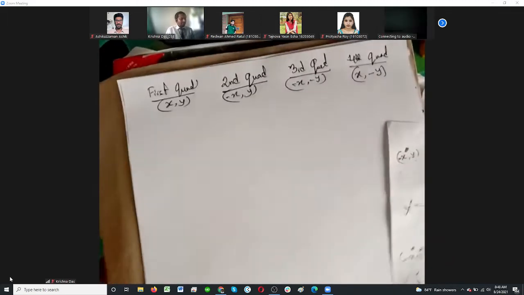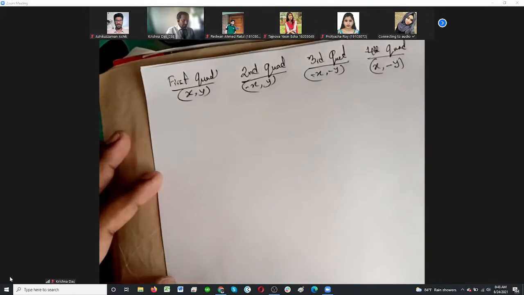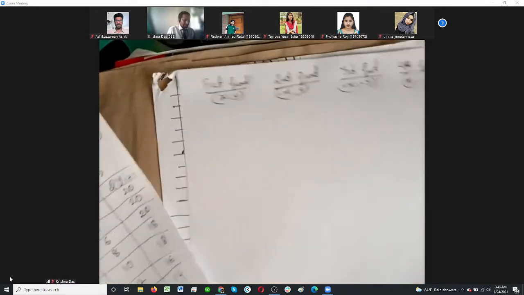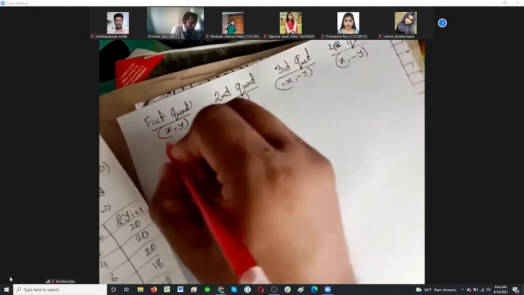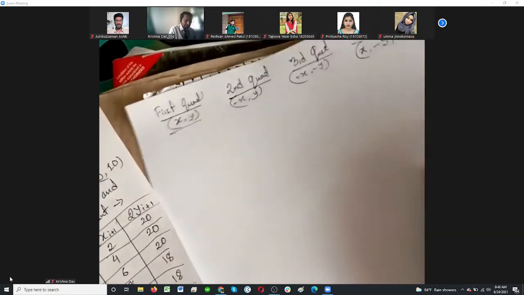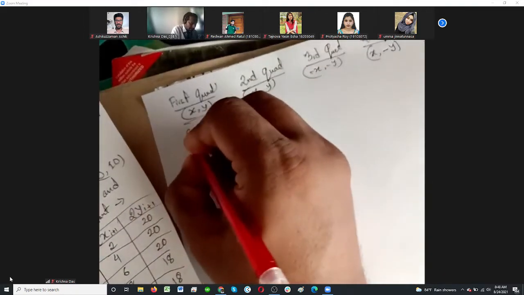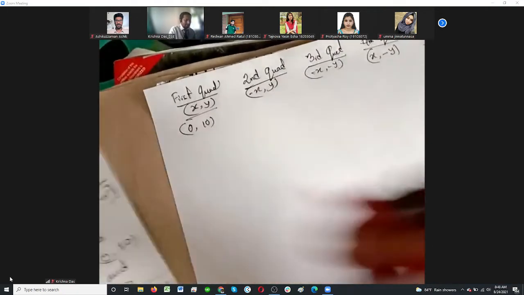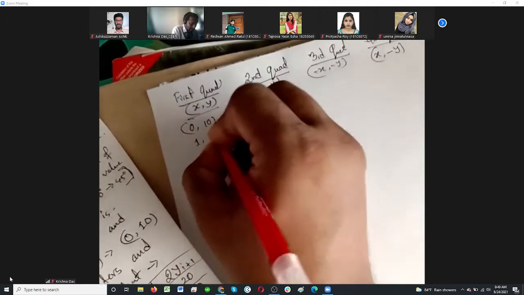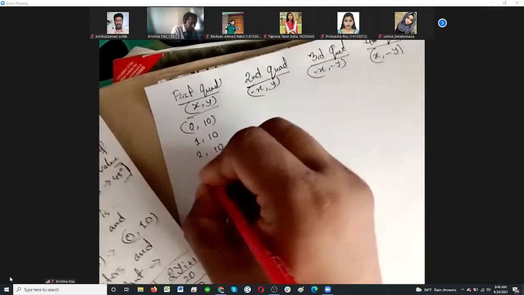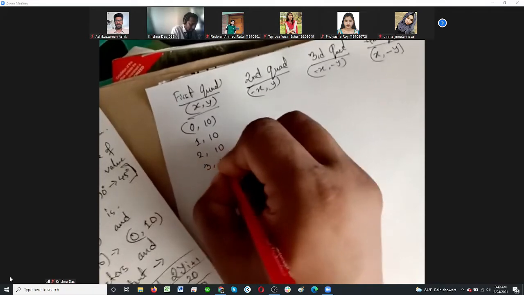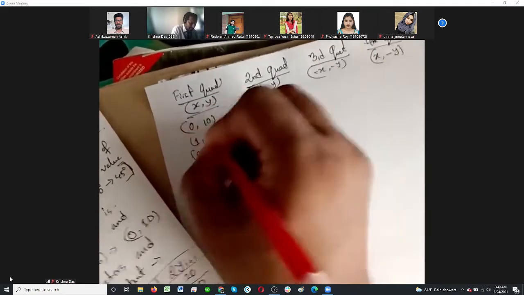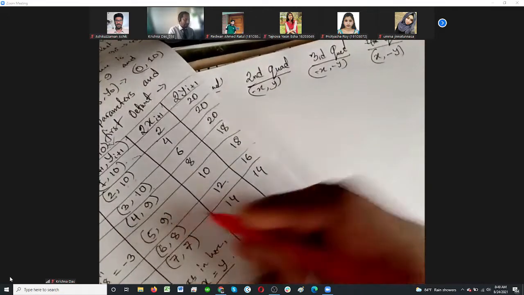Now, if we consider the first octant, the points we have got are: the first point you need to include, with the 0, r that we have taken, is 0 and 10, right? Then the second point is 1, 10, then 2, 10, 3, 10, then 4, 9.